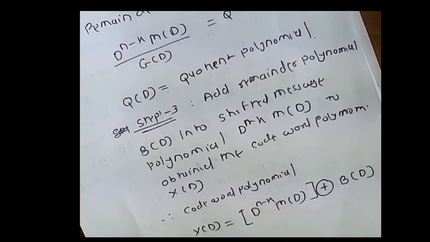So we can obtain the given polynomial. Therefore, the code word polynomial x of d is exactly divisible by the generator polynomial, and we get the systematic code words. So these are the steps to be followed to obtain the systematic code word.